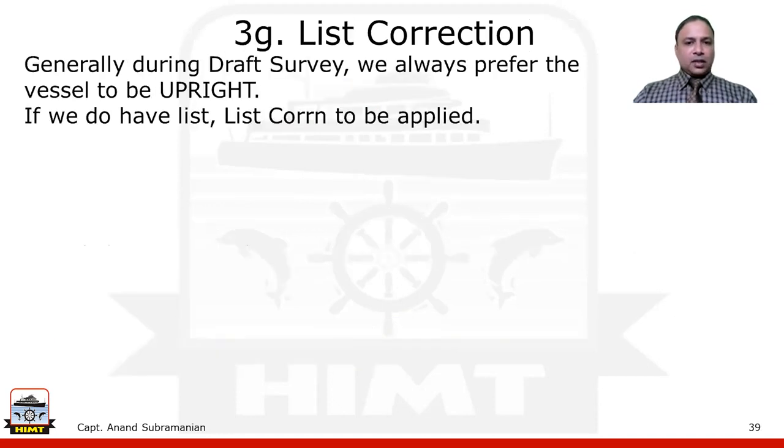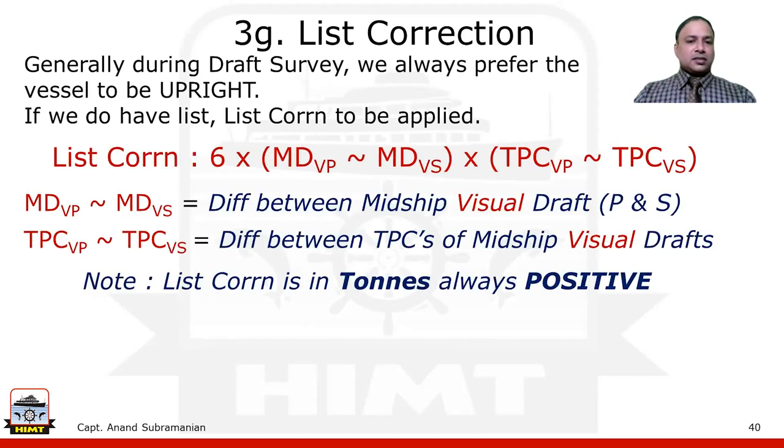Now, let me tell you beforehand about the list correction. The first thing we ensure is that the ship is perfectly upright. If the ship is perfectly upright, then this list correction doesn't apply at all. But if in the numericals some list is given, then we have to apply this list correction. The formula goes like this: it is 6 times the difference between the visual midship draft, port side, and the visual midship draft, starboard side, multiplied by the difference of TPC for the visual port and TPC for the visual starboard.